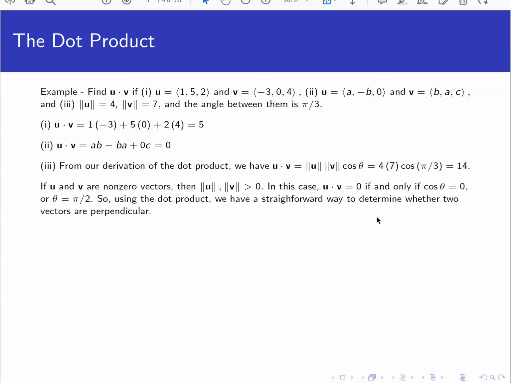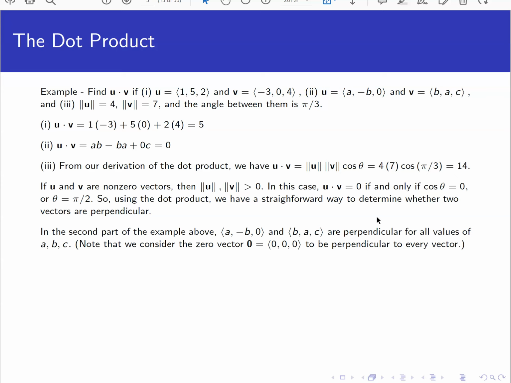Or if the two vectors were perpendicular to each other. So now, using the dot product, we have an easy way to calculate whether or not the vectors are perpendicular. Notice in the second part of this example, those two vectors had a dot product of 0 no matter what a, b, and c were. I mentioned that before. So that tells us that those two vectors are perpendicular to each other no matter what we plug in for a, b, and c.